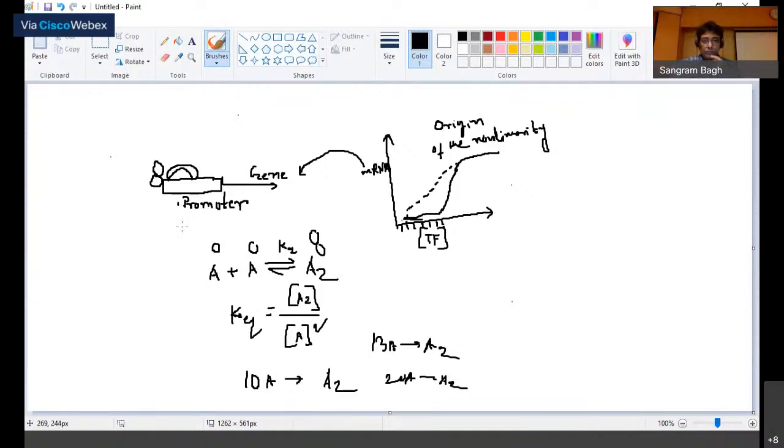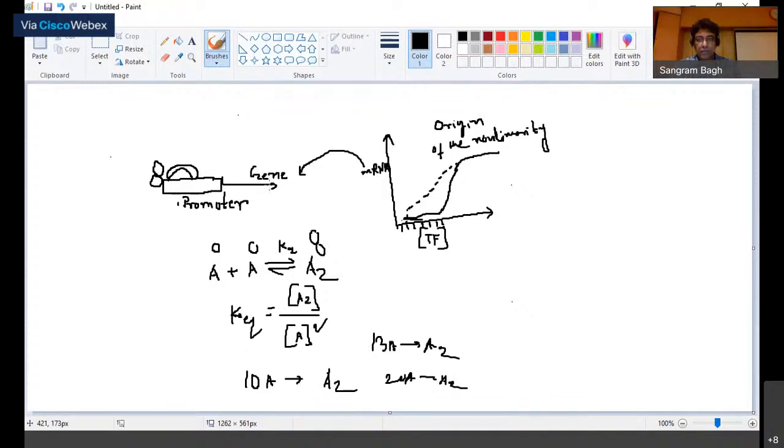Okay. So now, what I was drawing here is basically this. Imagine you have a promoter, right? And in this promoter, there is an RNA polymerase, and this is going to produce the gene when transcription factors are present. And these transcription factors are present only when they're in dimer form. I mean, it can bind to this promoter only when the transcription factors inside the cell are in the dimer form. Then only is the expression of the gene possible.